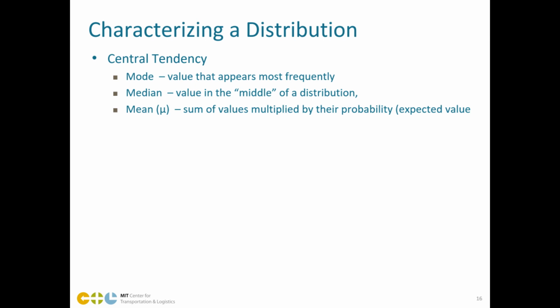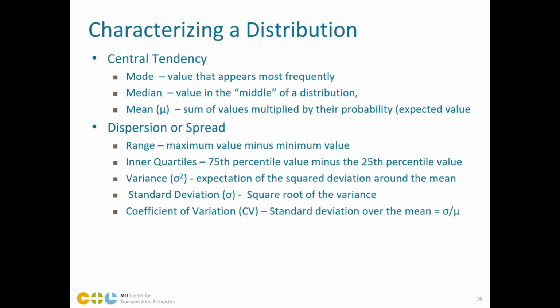And then the next is the dispersion or the spread, and we looked at the range, the min and the max values, the interquartiles, which is just the 75th percent value minus the 25th. We looked at the variance and standard deviation, which is just the square root of the variance. And then the coefficient of variation. You'll use this a lot. The CV is very widely used because it normalizes the sense of variability. So we'll always look at the coefficient of variation to be able to compare different distributions.